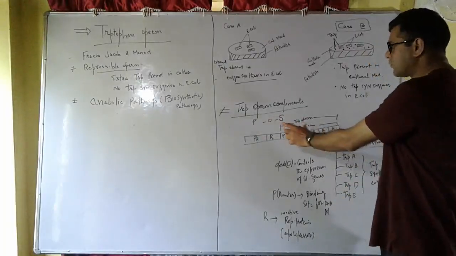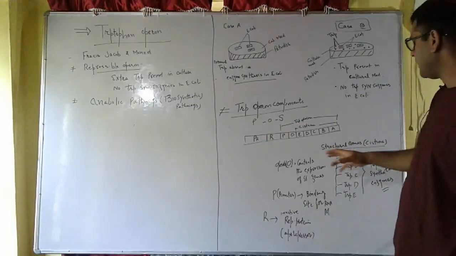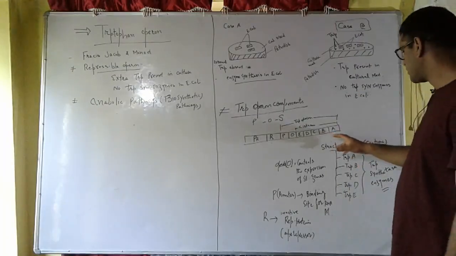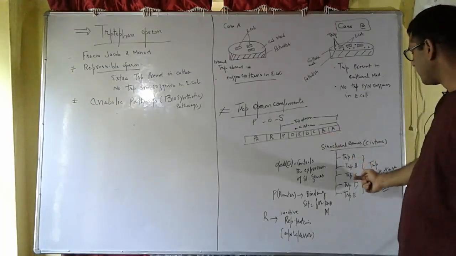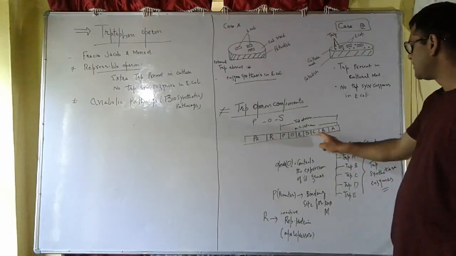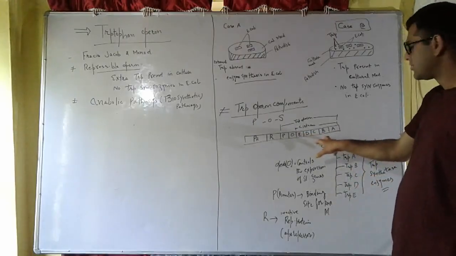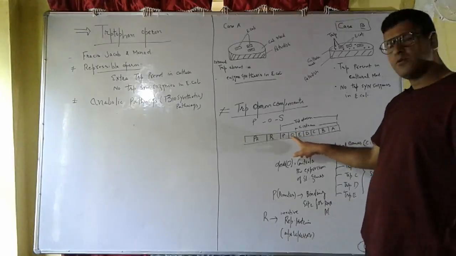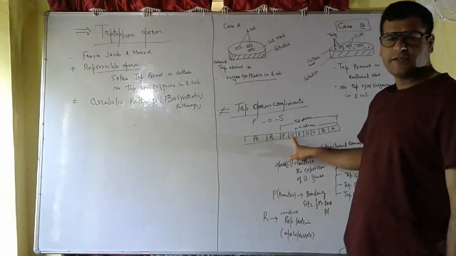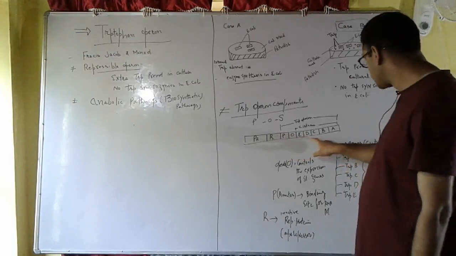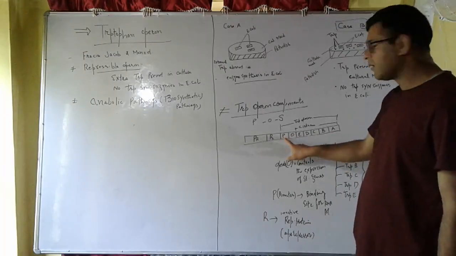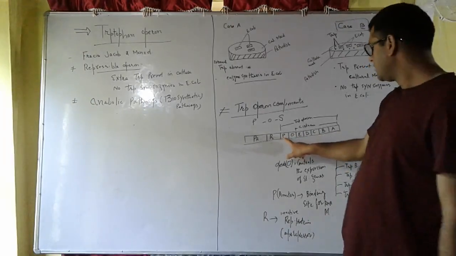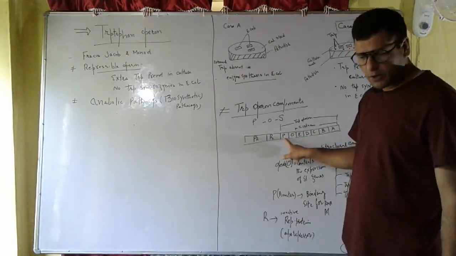In the case of the tryptophan operon, we have many structural genes or cistrons: tryptophan A, B, C, D, and E. These synthesize tryptophan synthesizing enzymes. The O gene, called the operator gene, controls the activity of the cistrons or structural genes. Then we have the P gene, the promoter gene, which is the binding site for RNA polymerase.